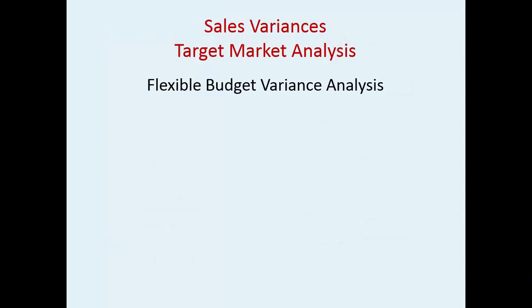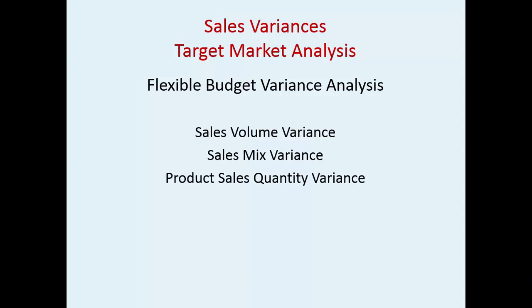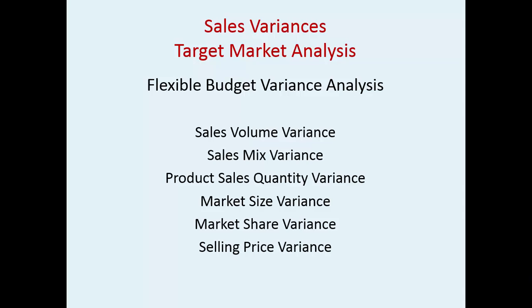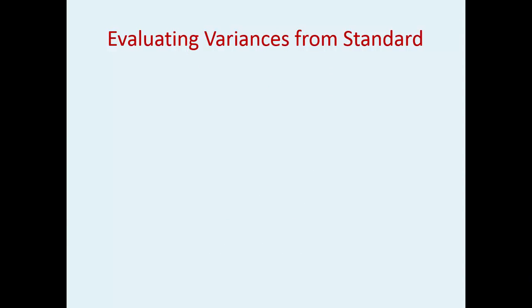With sales variances, we're looking at a flexible budget variance analysis. You can have a sales volume variance, a sales mix variance, a product sales quantity variance, a market size variance, a market share variance, a selling price variance. So there are many things that could contribute to the total variance from budget to actual.